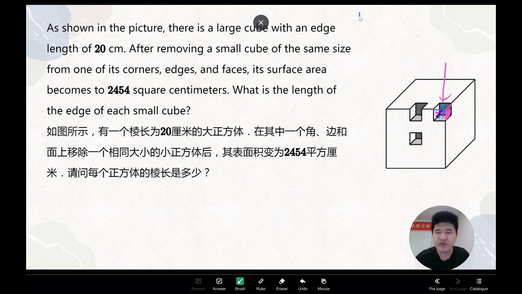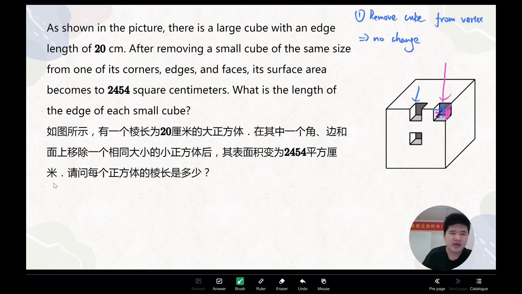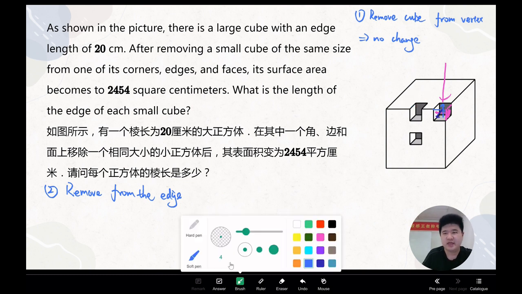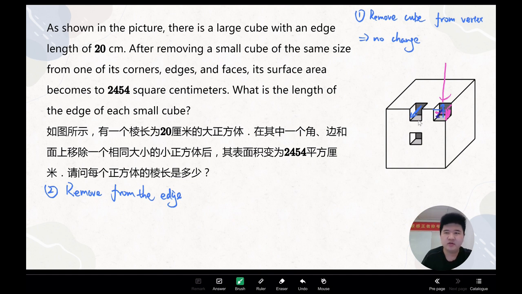Of course not. So here the first thing is just remove cube from vertex. No change in the surface area. 表面积不会改变。And then, if we just try to remove on the edge, the second situation is remove from the edge. 我们从棱上挖去一个正方体，and we still use the translation. For the face in the back, we move it to the front. 我们把底面的这一个移到正面来，and for the face in the bottom, we move it upward. 我们把底面的移上来。So here, the figure is like this.